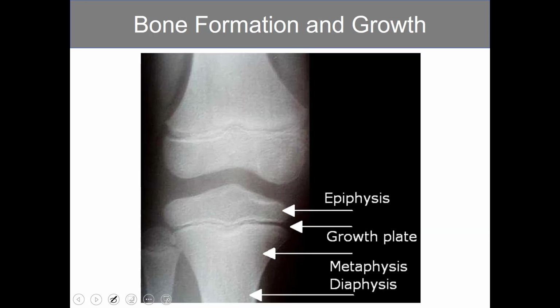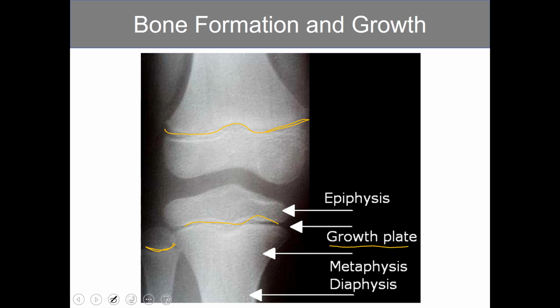Here's an image of a knee. I think it shows these various structures well. We have the growth plate right here on the tibia. We also have a growth plate on the fibula, and even up here on the femur, very nice growth plate.